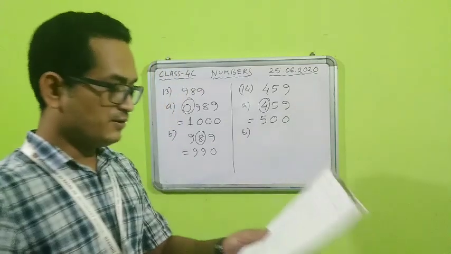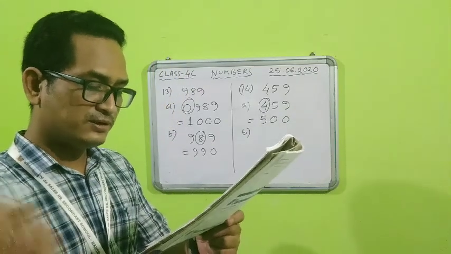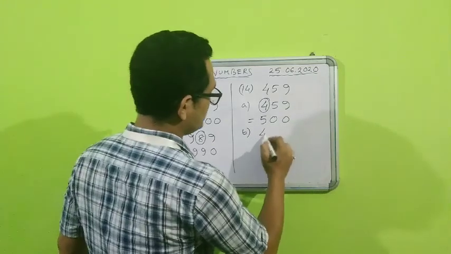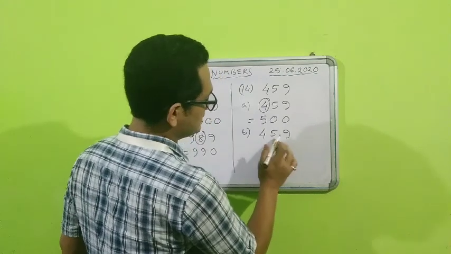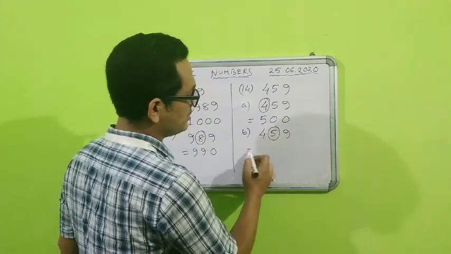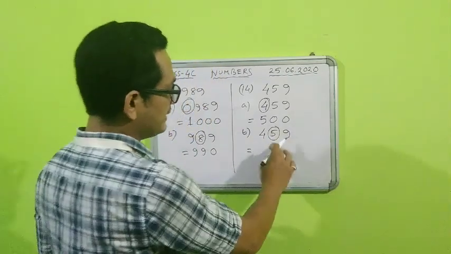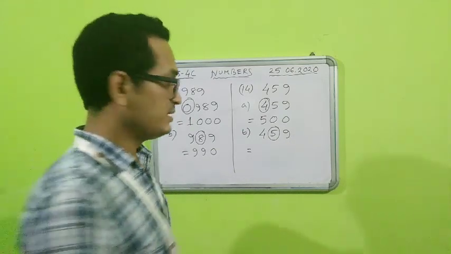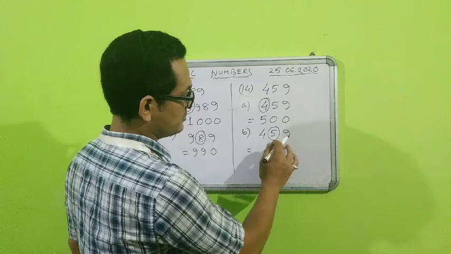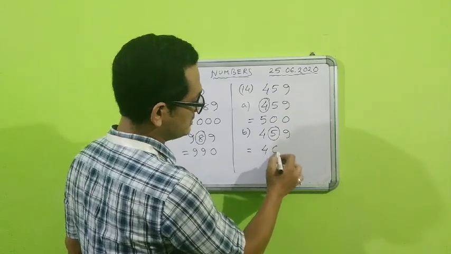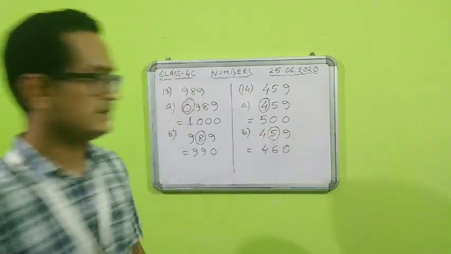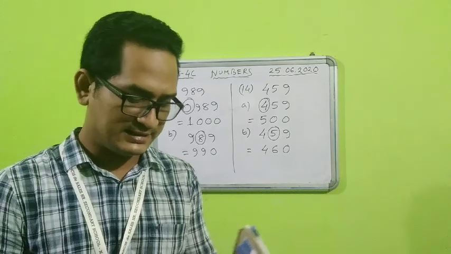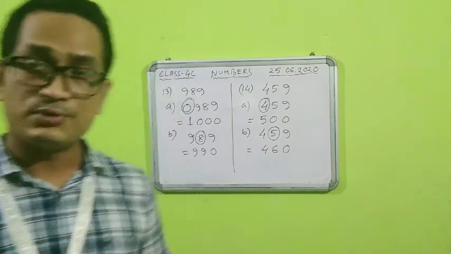Number B, 459 we need to round up to the nearest 10 now. So if we take nearest 10, ones, tens. So this is the tens place, that means the rounding place. Fine. On the right hand side, what is there? 9 is there. Now it is again greater than 5. So you have to add 1 with this 5. So it will be 4, 5 plus 1, 6 and this 9 will be replaced by 0. So it is 460. So this is question number 14.